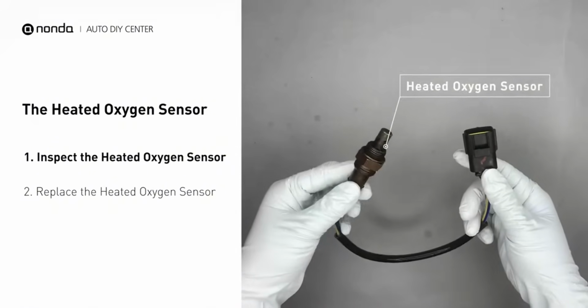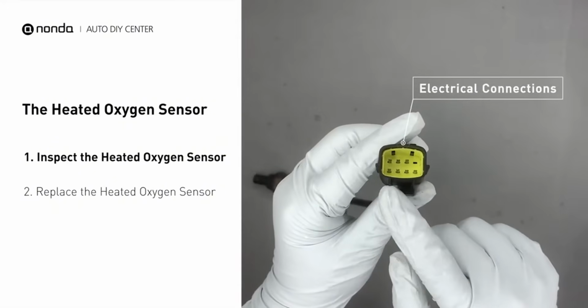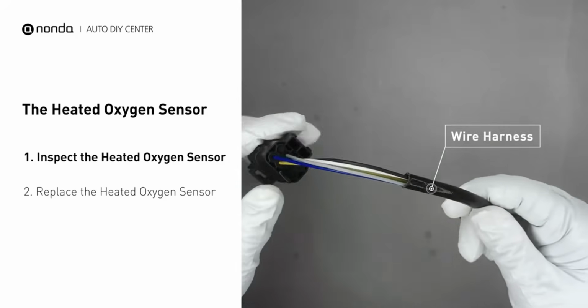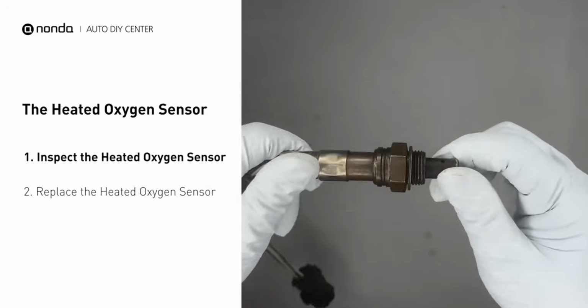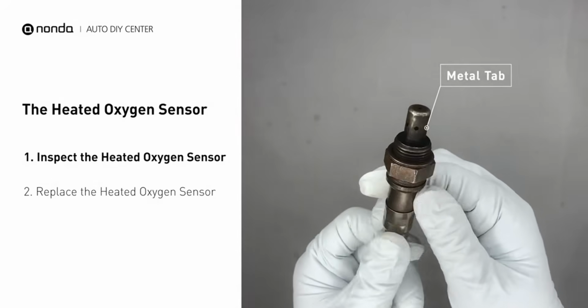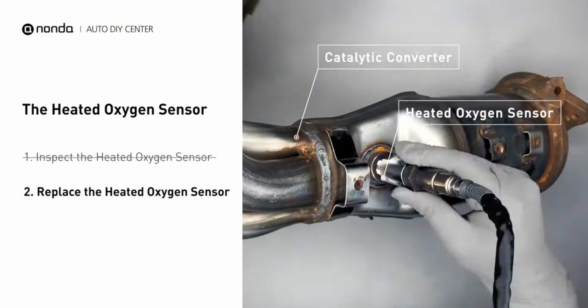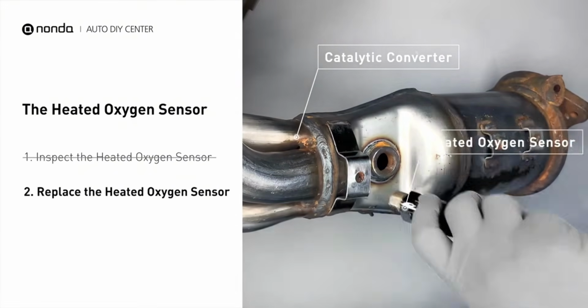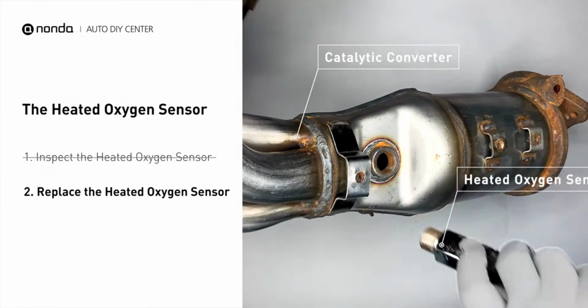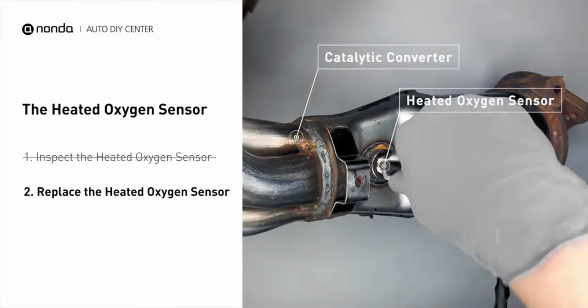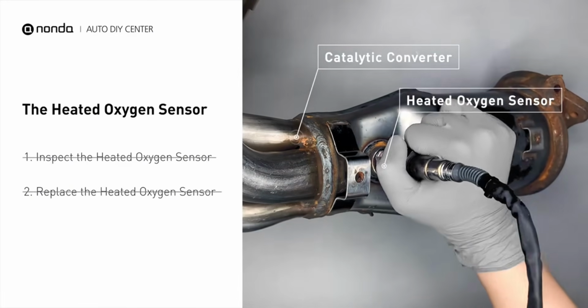Visually check the heated oxygen sensor's electrical connections, wire harness, and metal tabs for any damages. If damages are found, replace the heated oxygen sensor. If there is no damage found on the oxygen sensor, you would need to take your car to consult professional mechanics.